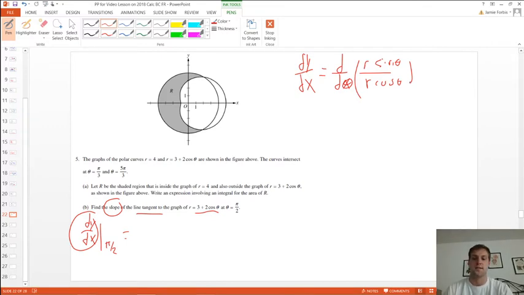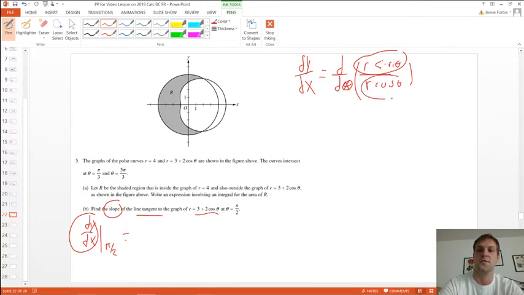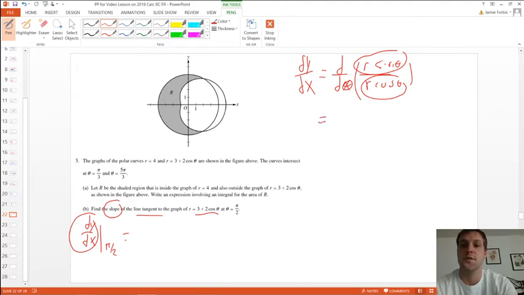You can think of it as parametric differentiation. It's the derivative of y divided by the derivative of x. And remember that y is just r sine theta, and x is just r cosine theta. So we're going to take the derivative of the top and the bottom. And remember, it's just product rule. So r sine theta is going to be the derivative of the first, which is dr over d theta, keep the second the same.